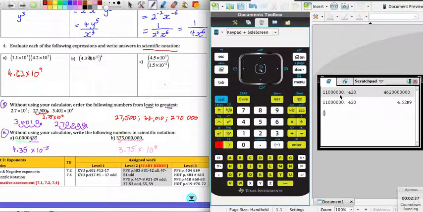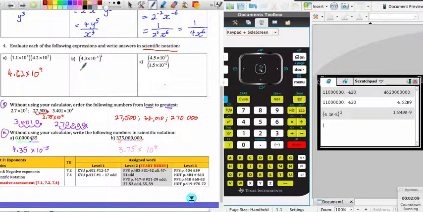I'm going to open a set of parentheses here because it's being squared. 4.3E to the negative 5. Go outside, and what I want to do is raise that to the power of 2. So I'm going to use the little cap button over here, the upside down V. That gives me an exponent to the power of 2. Hit enter, and that is going to give me my answer in scientific notation. So 1.849 times 10 to the power of minus 9.